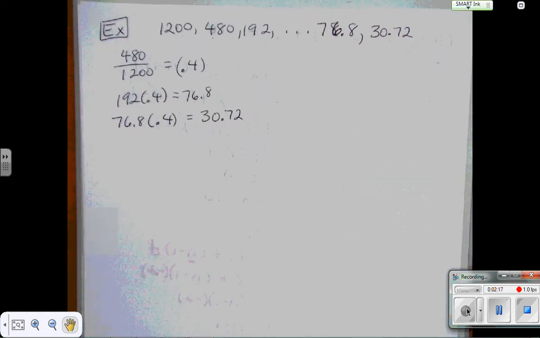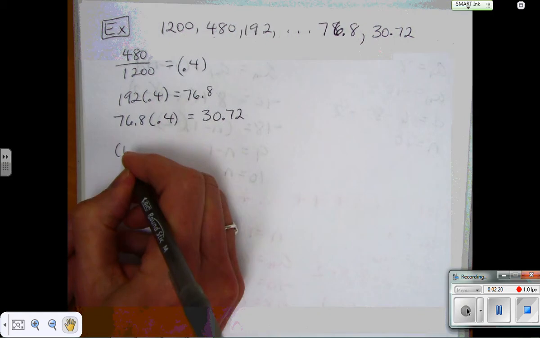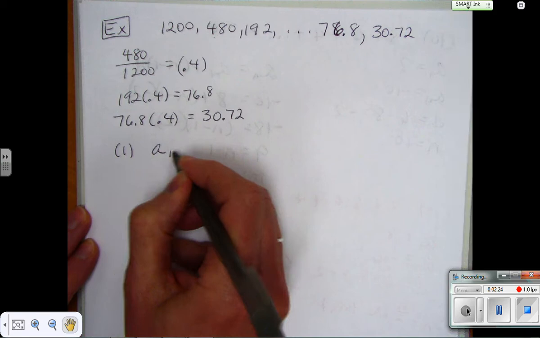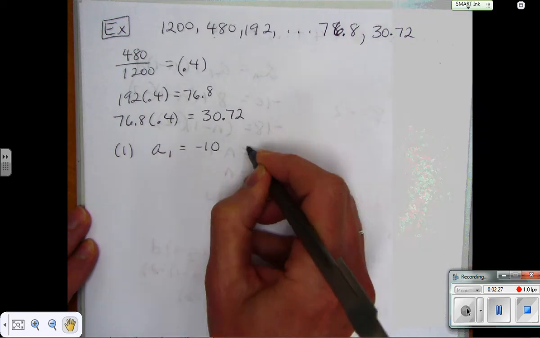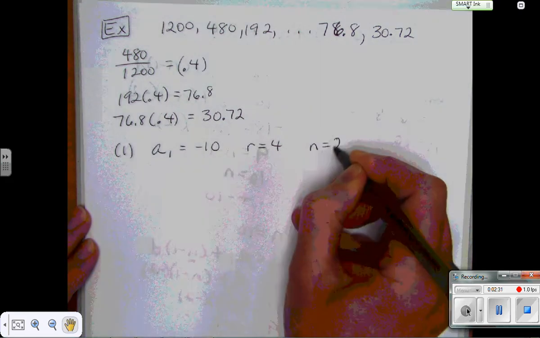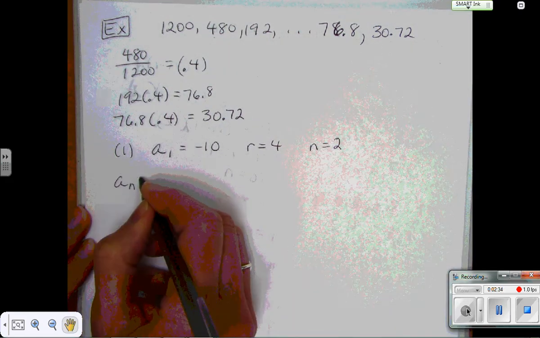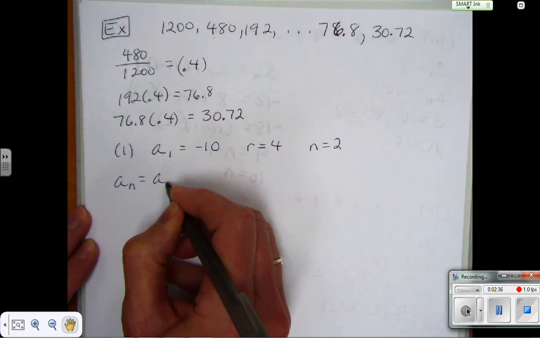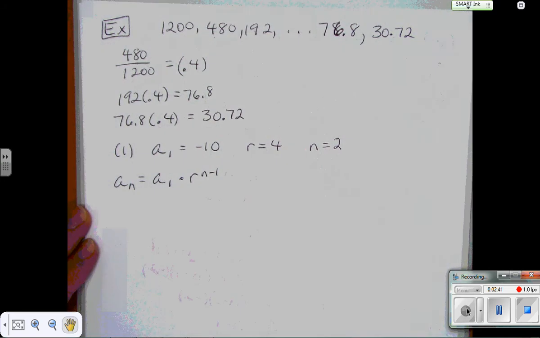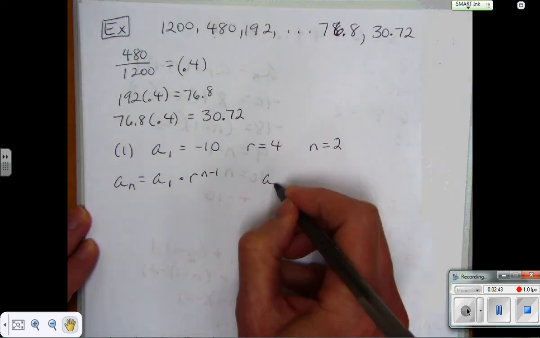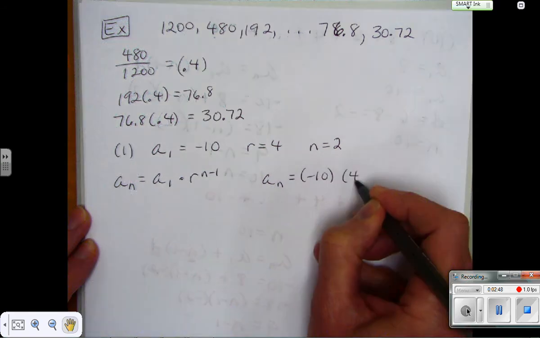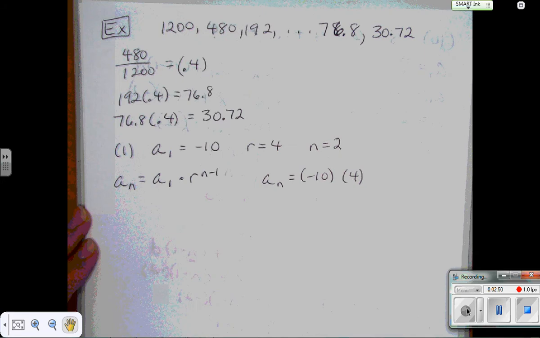Okay? So let's look at your first section. It says find a sub n, number 1. They give you a sub 1 is negative 10, r is 4, and n is 2. And they want you to find a sub n. So we're going to use the equation they gave us at the beginning. A sub n is what I'm going to solve for. A sub 1 is negative 10, r is 4, and n is 2.